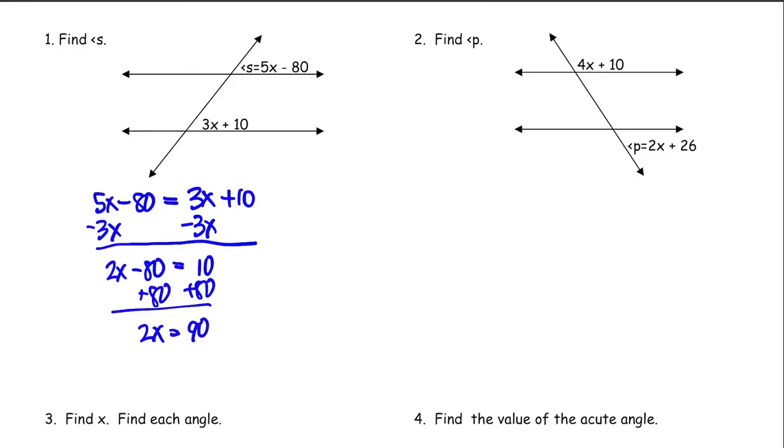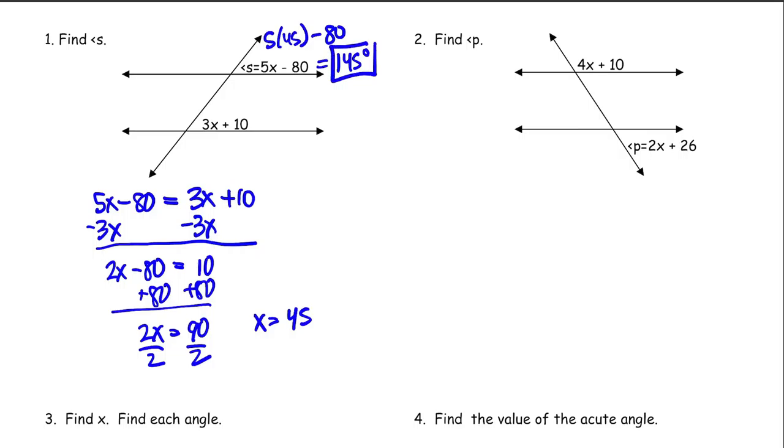2x equals 90. Divide by 2. X equals 45. The directions say find angle S. So there's angle S. I have to take this 45 and plug it in here. That means I have to take 5 times 45 minus 80. So I'm going to throw that right into the calculator, and I believe that gives me 145 degrees.